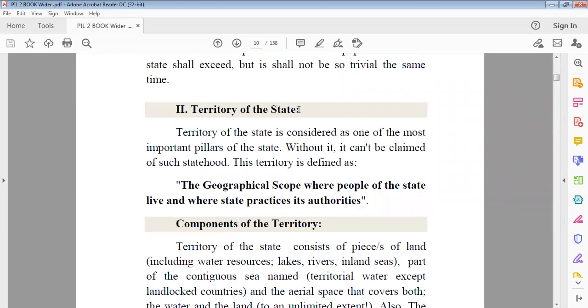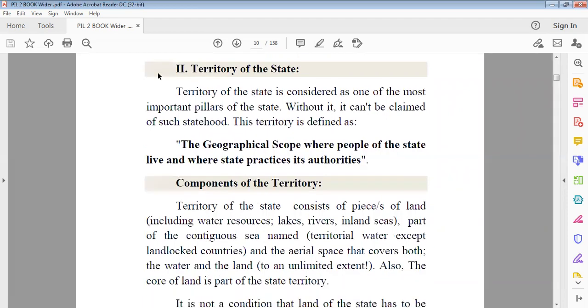The coming lecture, inshallah, we will shed the light on the second pillar of the state, which is the territory of the state, and it is the most important part and the most debatable one. So prepare yourself very well for the coming lecture.